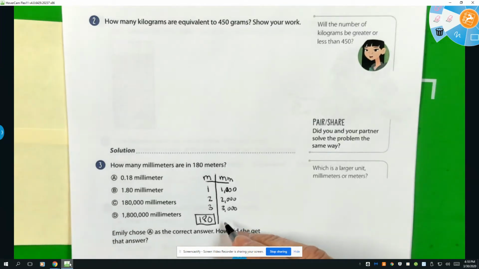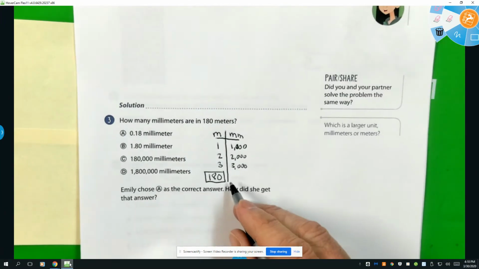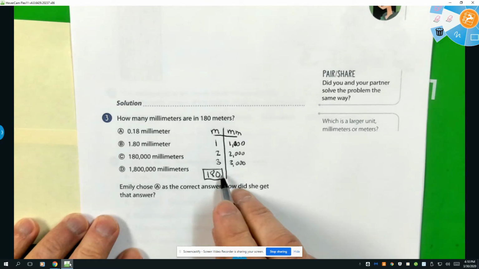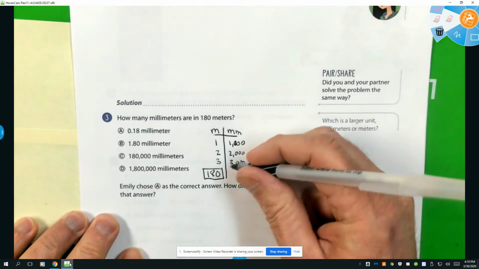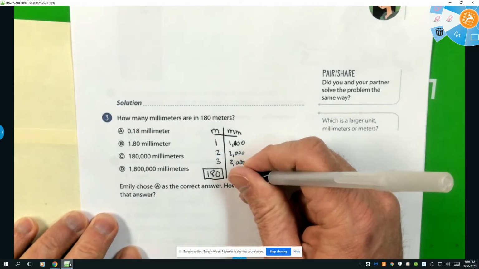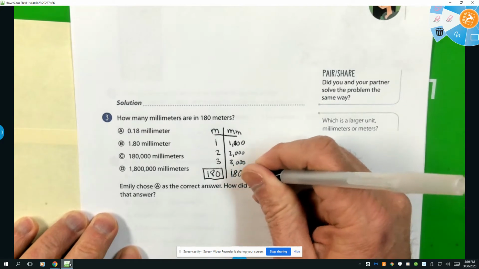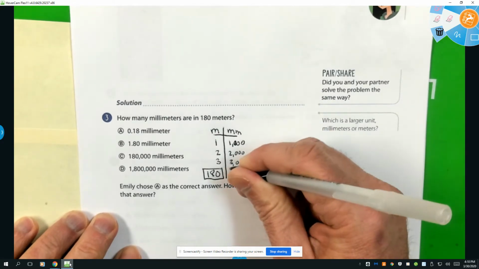So 180 meters would then equal how many? So all you're going to do is multiply it by 1,000, and that would be 180,000.